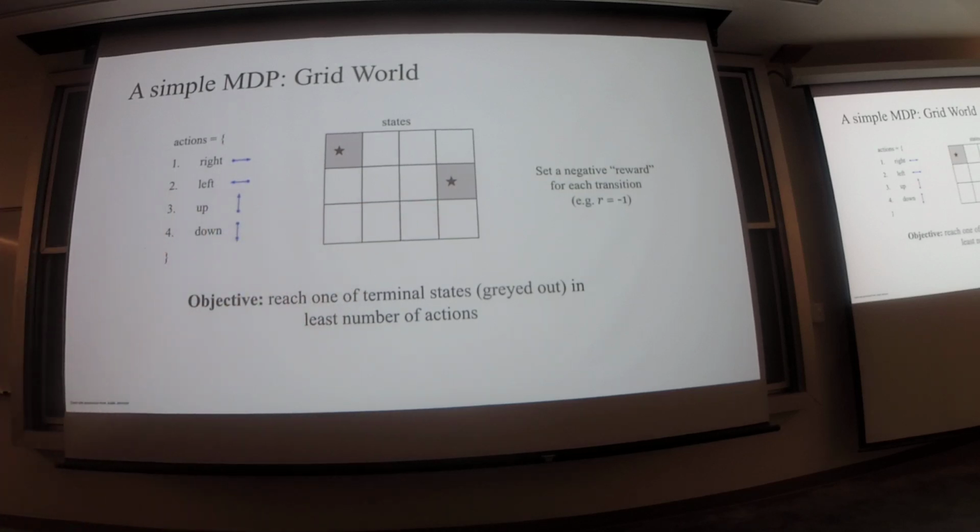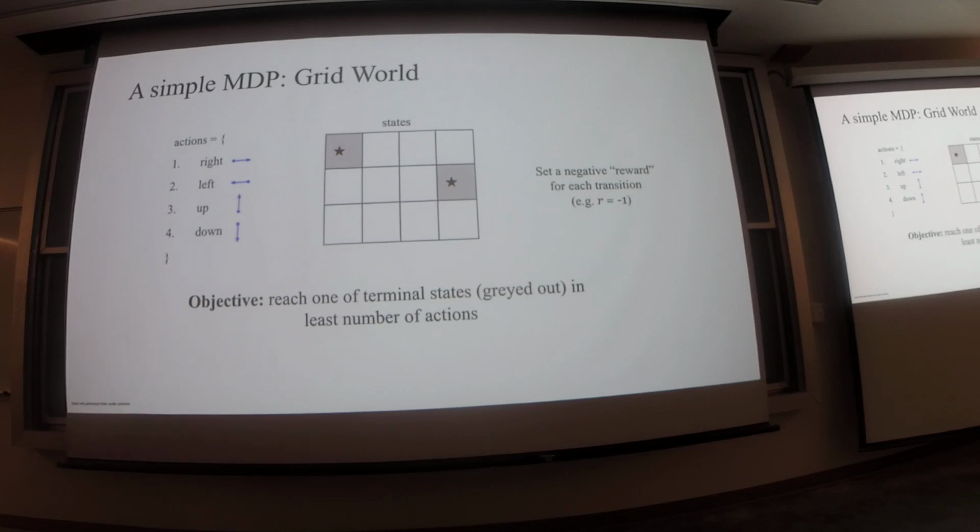So maximizing that cumulative discounted reward is the same as trying to make as few transitions as possible, right? Because every time you make a transition, you're going to subtract something off of it. You're going to make it smaller. We're trying to maximize it.